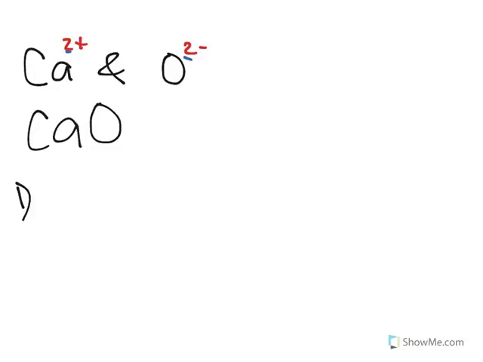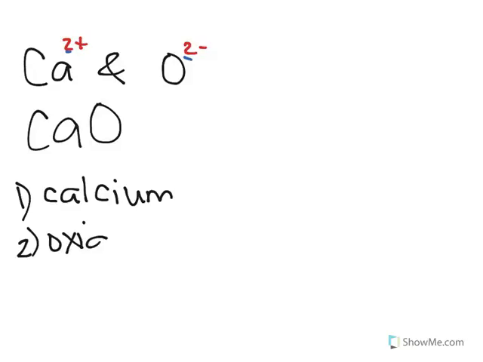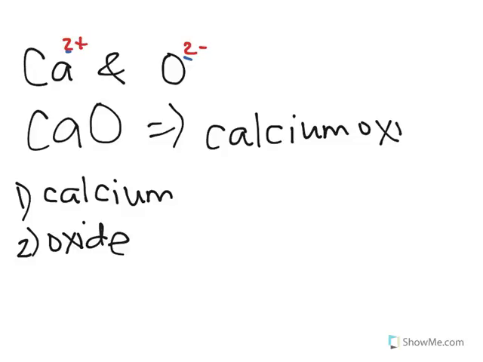Step number 1 says name the metal. In this case, it's calcium. Step number 2 says name the root of the nonmetal, so ox, then add IDE. Then when you put them together, you get calcium oxide. And there is a space between the metal and the nonmetal name. There is a space there.